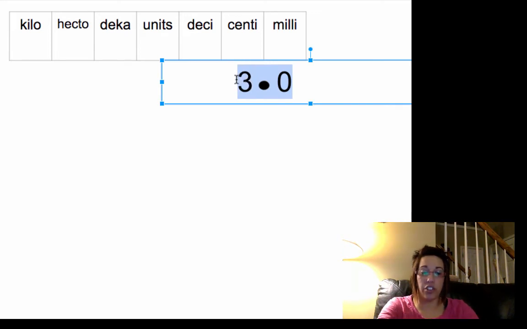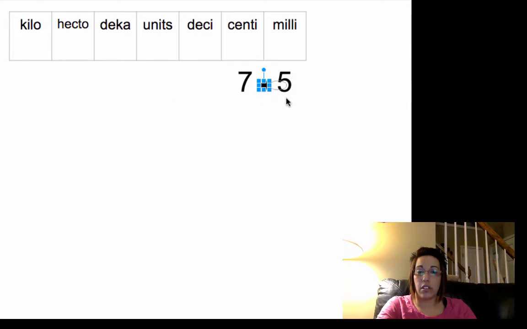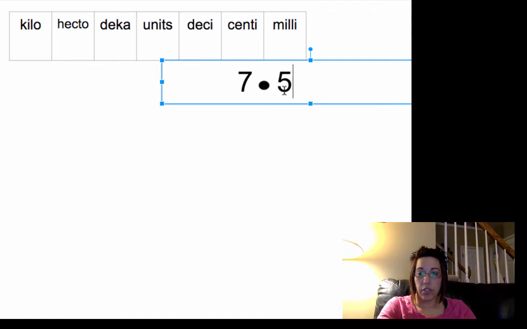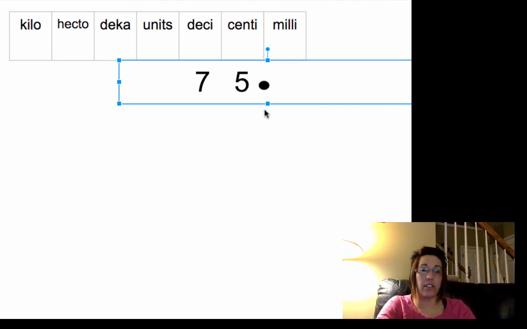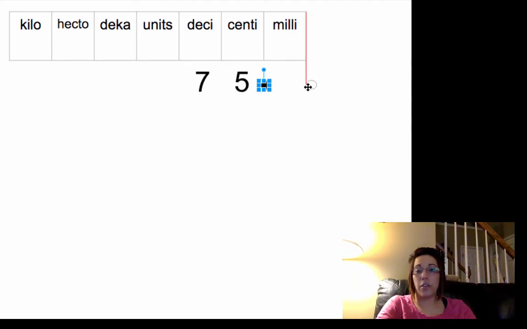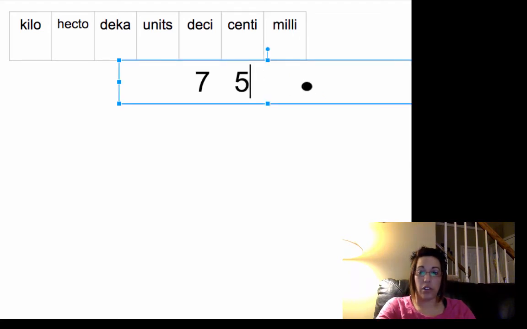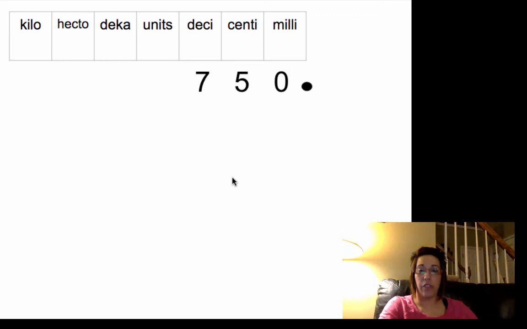So if I change this so that I have 75 centimeters, I need to scoot this over so that I have 75 centimeters, but I want my units to be millimeters. I would move that on over a little bit, fill this spot with a zero, and I would have 750 millimeters.